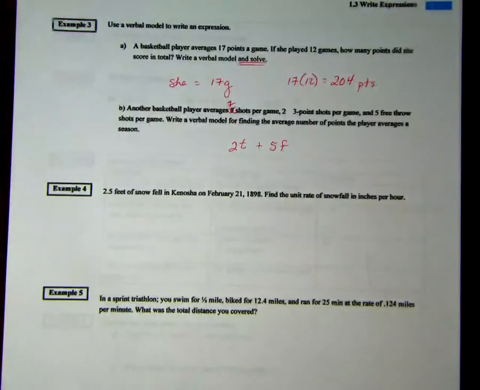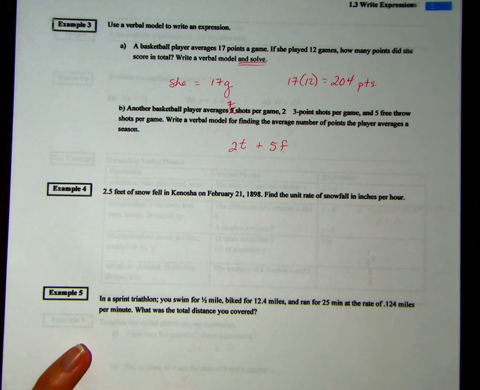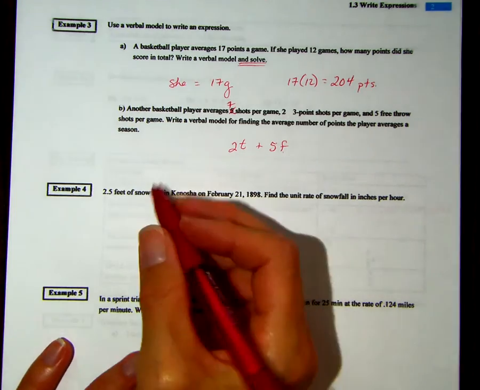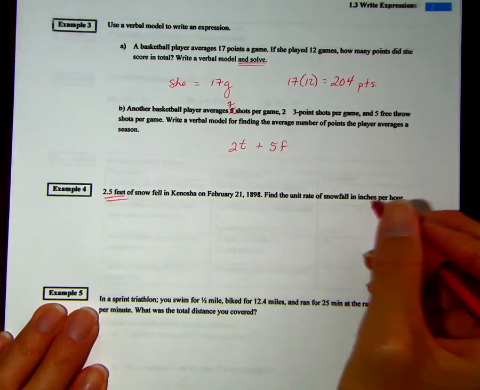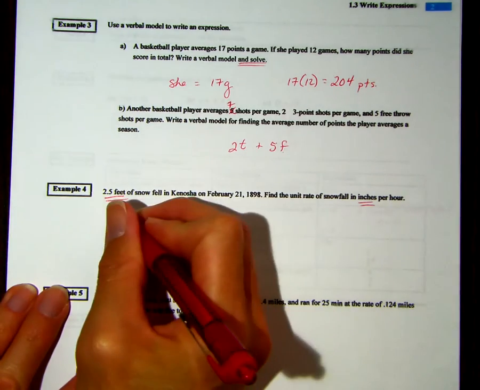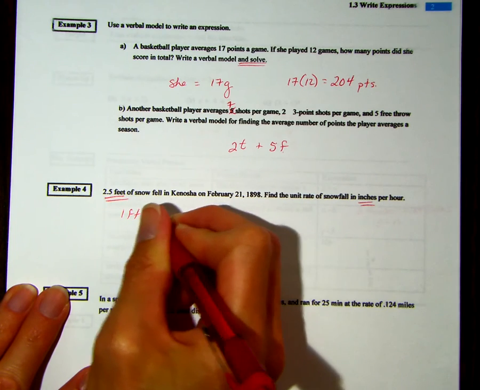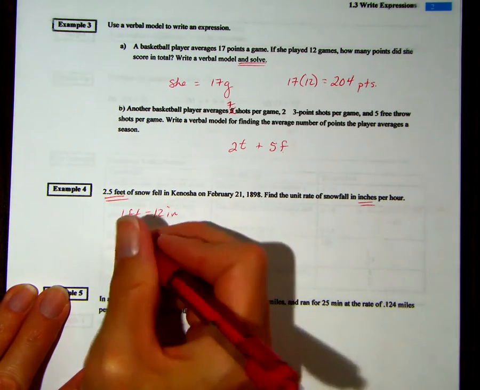All right, example 4. This is actually true. I looked it up. 2.5 feet of snow fell in Kenosha on February 21st, 1898. That's a lot. Find the unit rate of snowfall in inches per hour. Well, first of all, this is in feet, so we got a little bit of problem, and this is in inches. And I know that 1 foot is equal to 12 inches.